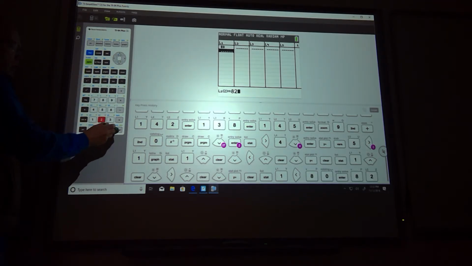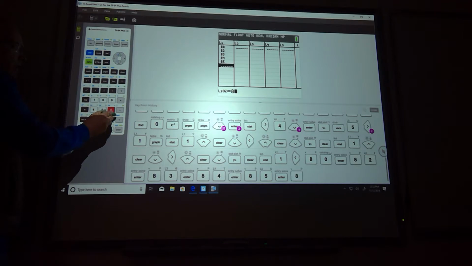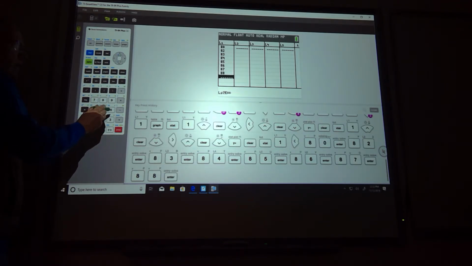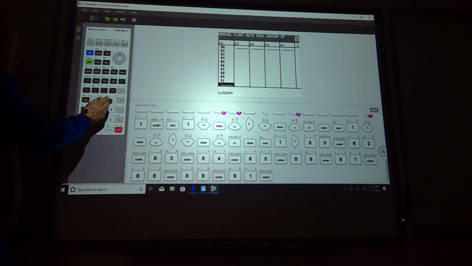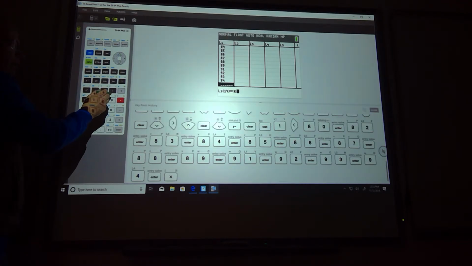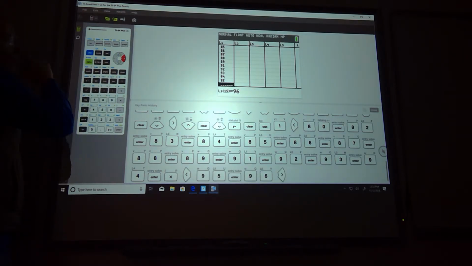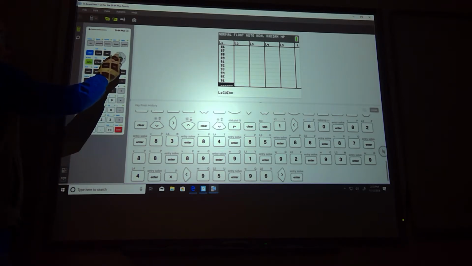82, go ahead. 83, go ahead. 84, go ahead. 85, go ahead. 86, go ahead. 87, go ahead. 88, go ahead. 89, go ahead. 91, go ahead. 92, go ahead. 93, go ahead. 94, go ahead. 95, go ahead. 96. All right? Cool. Enter. All right, go up to list 2.